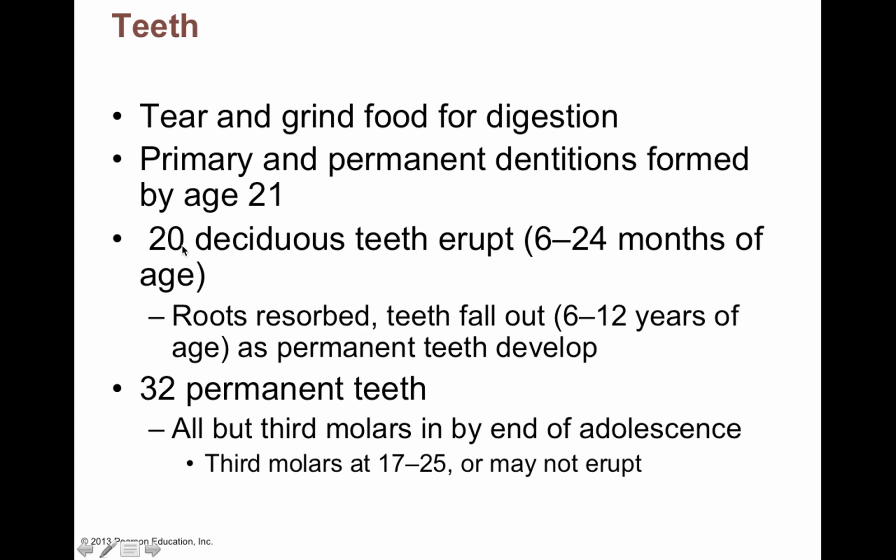You have 20 deciduous teeth. Deciduous teeth are your baby teeth, right? Those start erupting between 6 and 24 months of age, and that continues to about 12 or so, early teenage years. And then the permanent teeth are what push those deciduous teeth out.